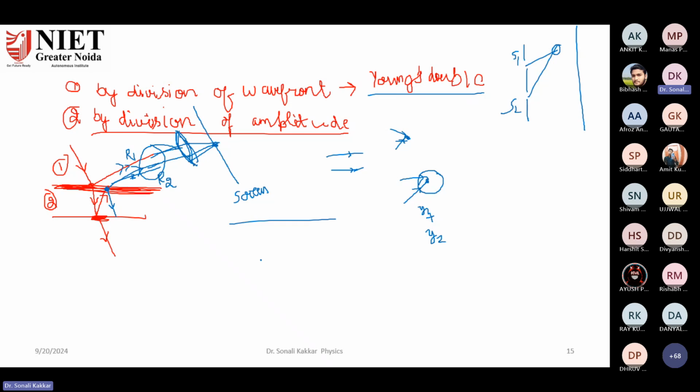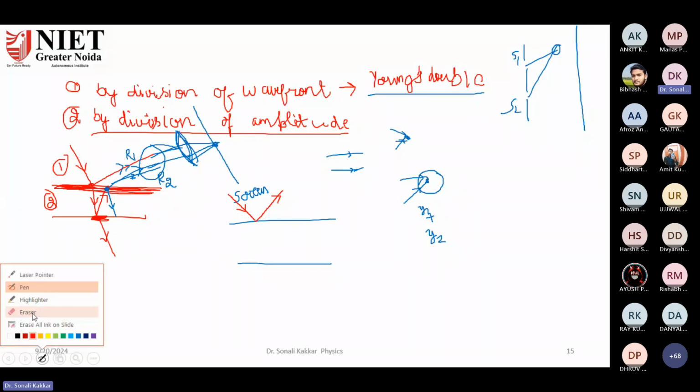Okay, I'll draw it with proper color coding. So this is the interface. First, the red ray is coming. I'll draw it with proper color coding. This red ray is coming. It is partially reflected into the medium. I'll denote the reflected rays with the red color and the refracted rays with blue color.